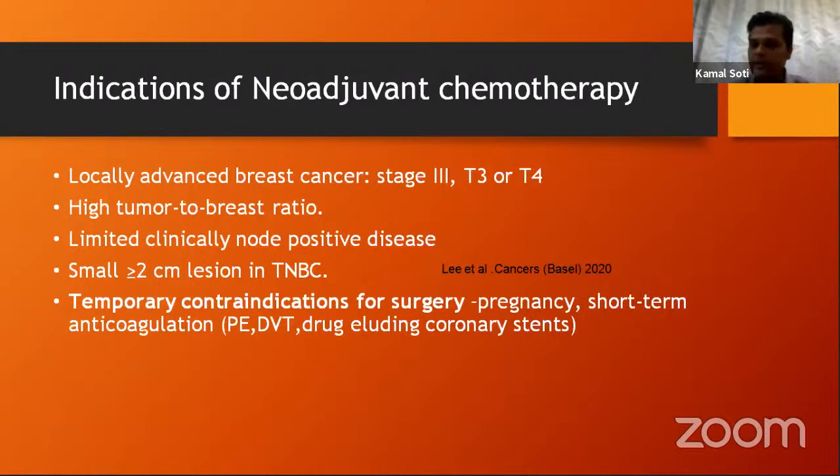And most importantly, especially in triple negative breast carcinoma, as in the case that we are discussing, even for small size, like around 2 centimeters, people are giving neoadjuvant chemotherapy. The benefit would be, when we give chemotherapy, after that we do a surgery and we see whether there is a residual tumor in the specimen or not.